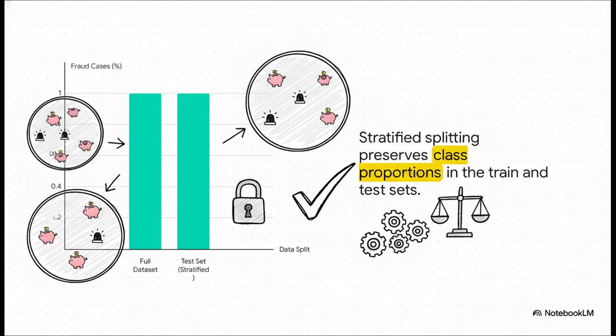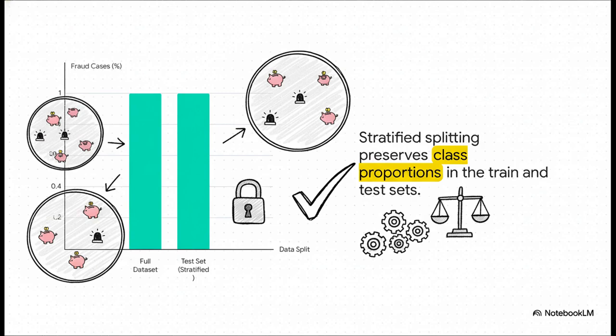Stratification makes sure that the percentage of each category, in this case 99% not fraud and 1% fraud, is exactly the same in your test set as it is in your full data set. It guarantees a fair and representative test, so your model actually has a chance to learn from those rare but crucial examples.